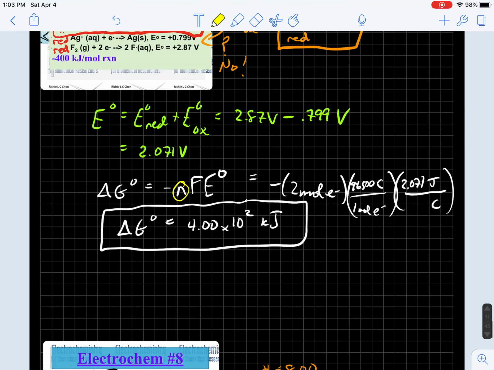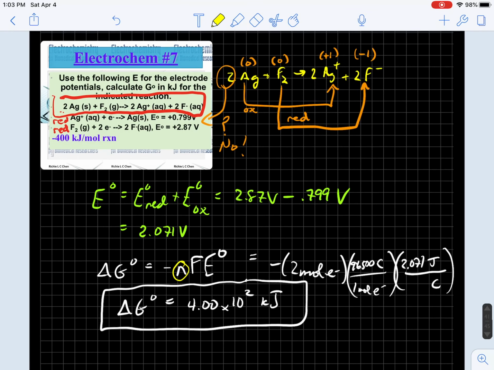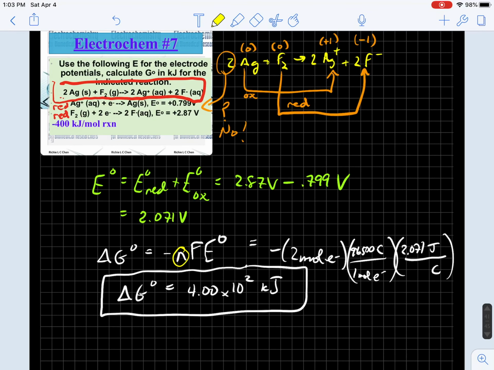And then I can substitute in the number of moles of electrons, that's where the stoichiometry part comes in. Normally we would do silver becomes silver plus 1 electron, but in our reaction, there's 2 moles of silver. So that's where the 2 comes in, right in here. So 2 moles. And so when I substituted in, I got delta G at 4 times 10 to the minus 2 kilojoules.